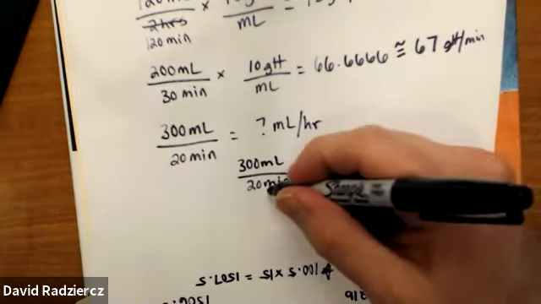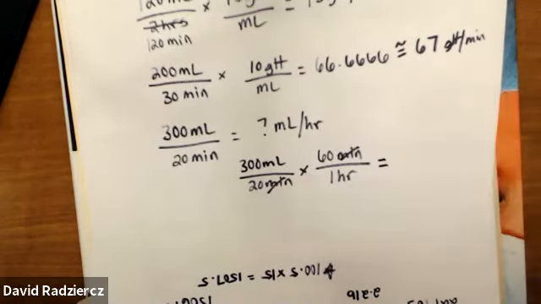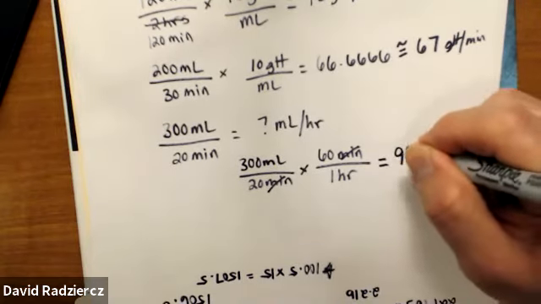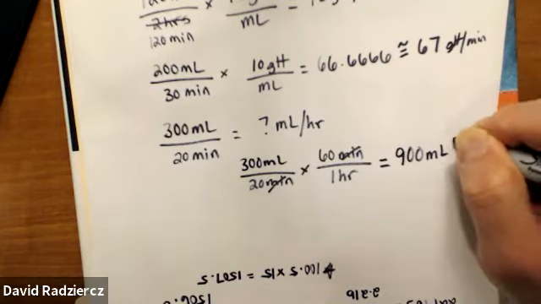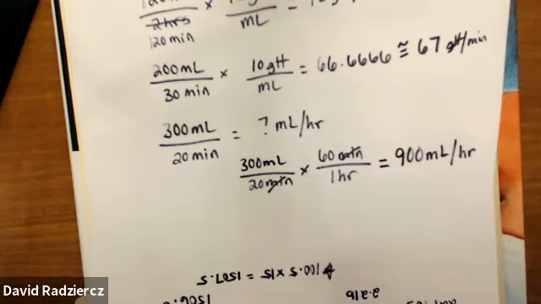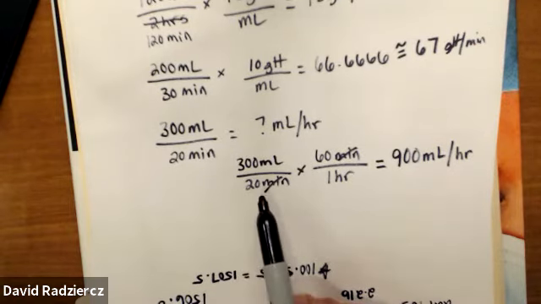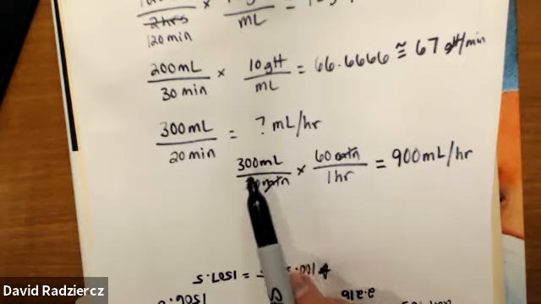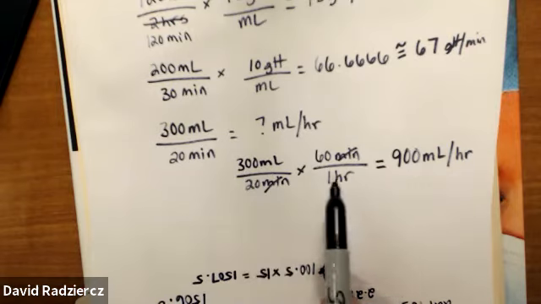And when I do that, 60 times 300 is 18,000 divided by 20, and I'll get 900. This may have been a bad example, but 900 milliliters per hour. Now, here's the other thing. If in 20 minutes, 300 milliliters will go, then how many 20 minutes are there in an hour? There's 3, right? So 3 times 300 would be 900.